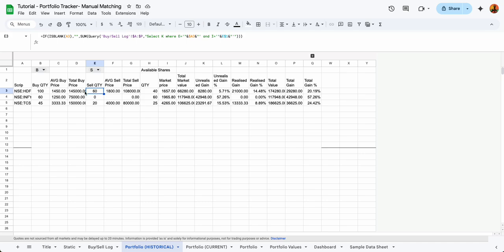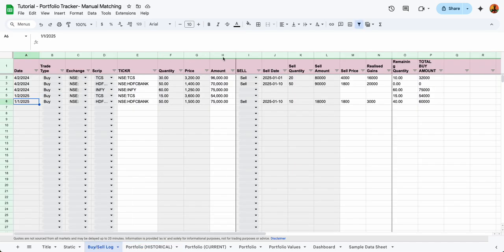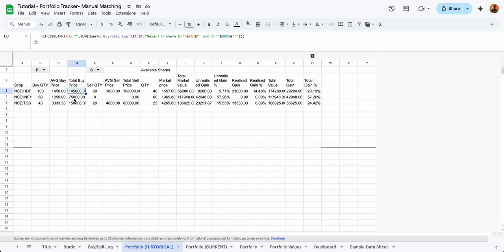Once I have the buy and sell quantities, what I do is I repeat the same procedure and get the total buy price and the total sell price for each of these stocks. The method is exactly the same. The only change is the reference column. In the buy price, I have referred to column H, and you can verify that in here. Column H has got the buy price. And once the buy price is there, I can divide that by the buy quantity to get the average buying price. The same is done for the average selling price as well.